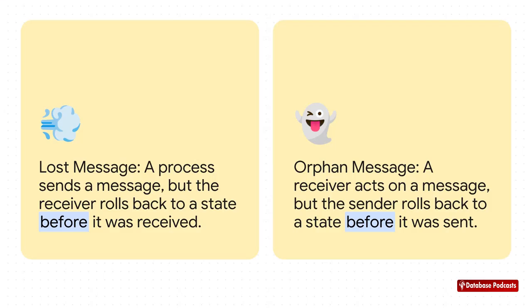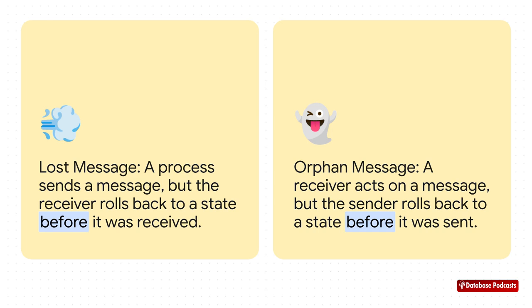Well, it really all comes down to two absolute nightmare scenarios. These are caused by all the messages flying back and forth between different parts of the system. First, you've got a lost message. This is when a process sends a message, but the receiver rolls back to a point in time before it ever got it. The message is just gone. Poof, vanished. But even worse, way worse, is the orphan message.